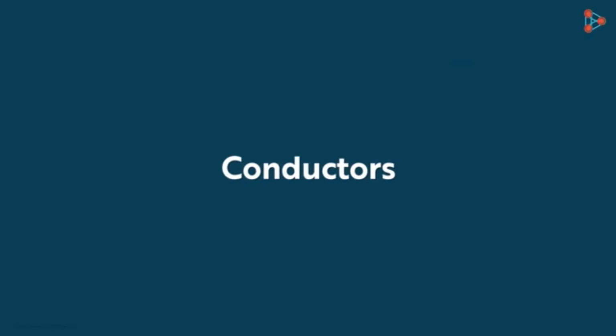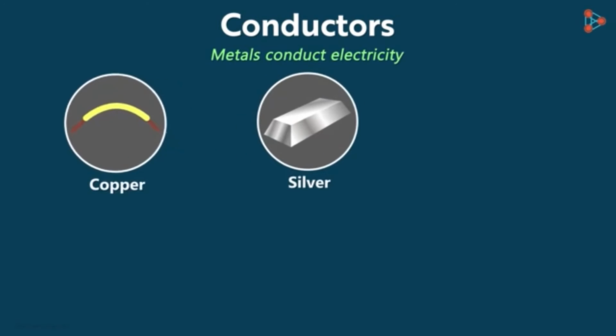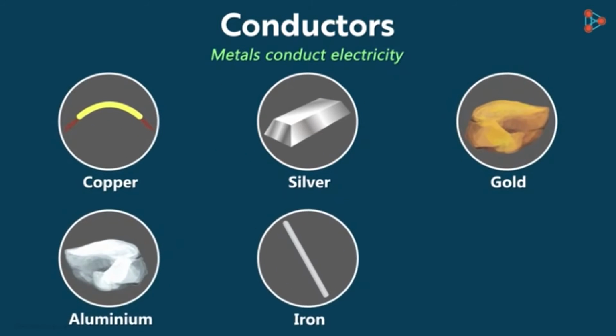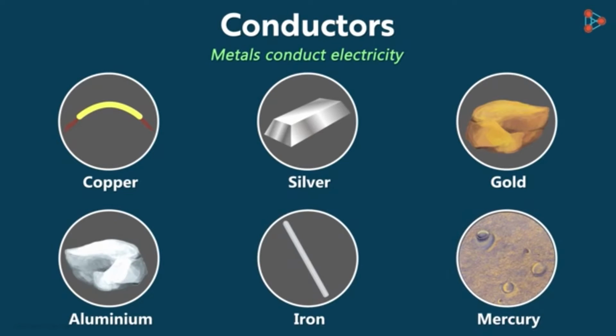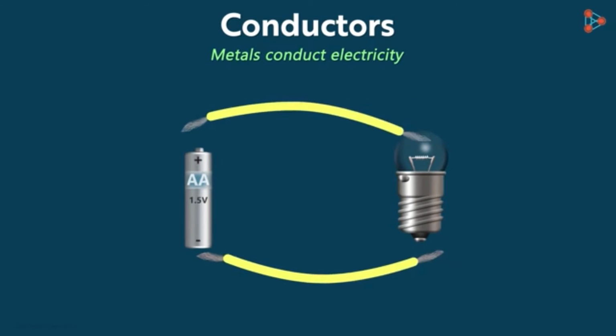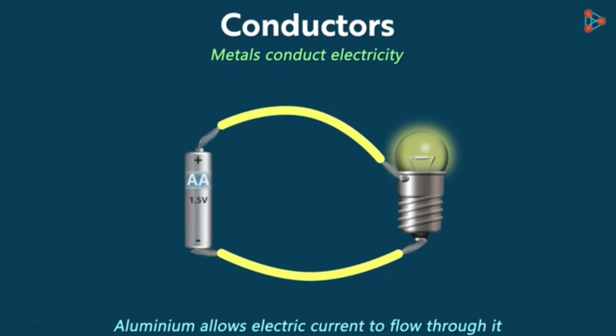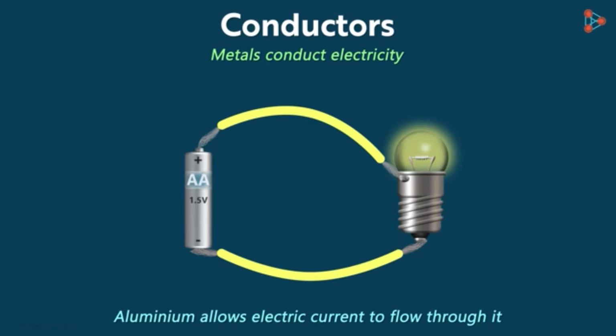Let's study a bit about conductors first. Besides copper, what are the other materials that conduct electricity? Almost all metals conduct electricity. Silver, gold, aluminium, iron, and mercury are a few other examples of metals that conduct electric current. If you replace copper wires in our circuit with aluminium ones, then you will find that the bulb is still glowing. This proves that aluminium allows electric current to flow through it.